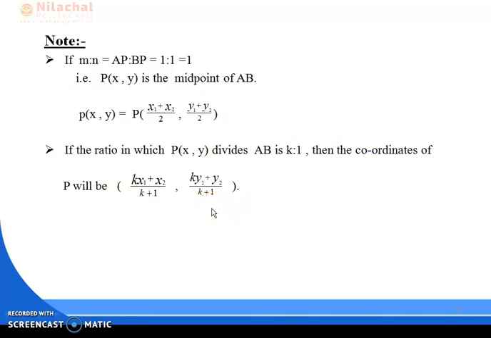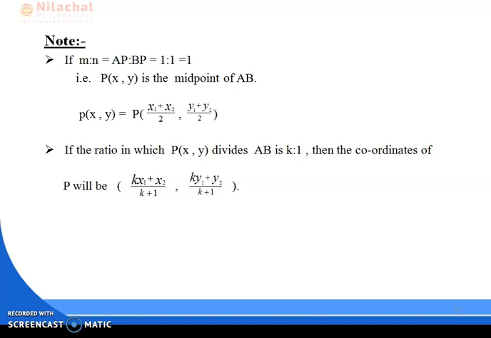Let's see the notes. If m is to n equals AP by BP equals 1 is to 1, that means P must be the midpoint. If P is the midpoint between line AB, then what should be the x coordinate and y coordinate of the P point? This is called the midpoint formula. The x coordinate must be (x1 + x2) by 2 and the y coordinate must be (y1 + y2) by 2. So this is the midpoint formula.